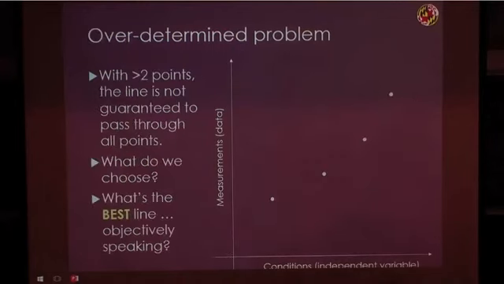Well, that's not really the case, because once you have more data than model parameters, you have what's called an overdetermined problem, and then a whole other can of worms opens up. When you have more than 2 points, the line is not guaranteed to pass through all the points, unless they all happen to lie exactly on a line.